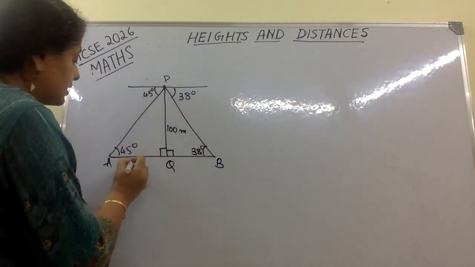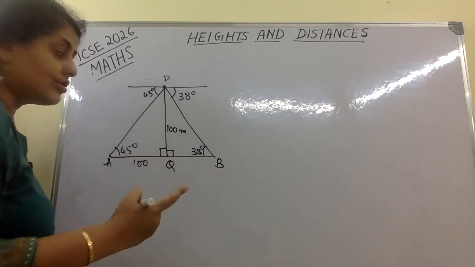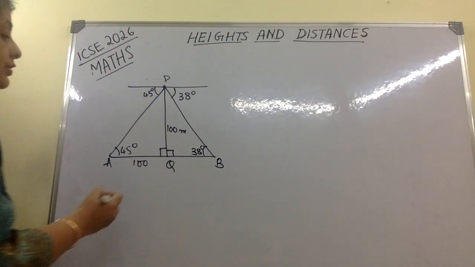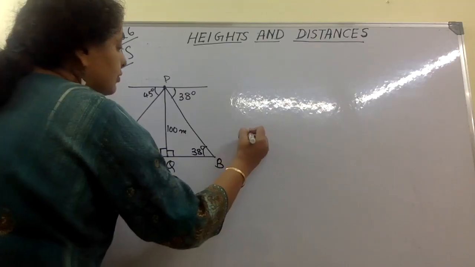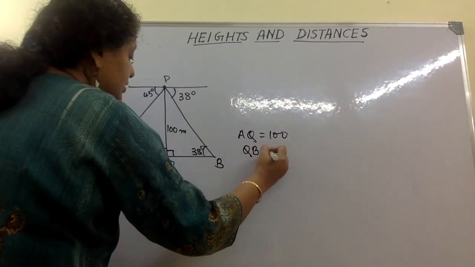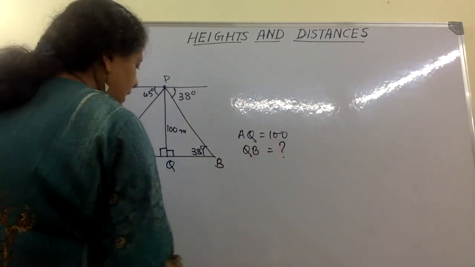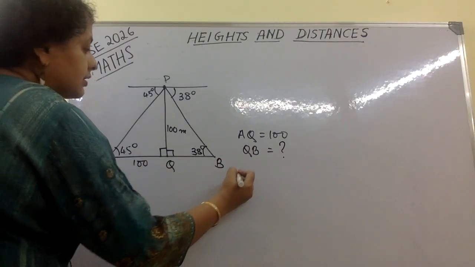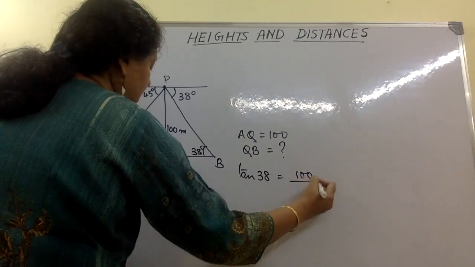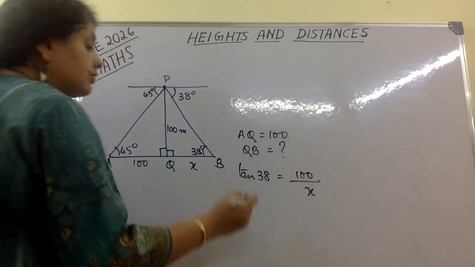This is 100 meters, that means AQ, A to Q is also 100 meters because it's an isosceles triangle. Don't waste time doing tan 45 is 1 and all that. So we have already got AQ. AQ is 100 meters and QB is how much? QB we'll have to find next, and then we'll add up and find AB. So here tan 38 is 100 by this distance, let me name it as x. Now the problem starts.